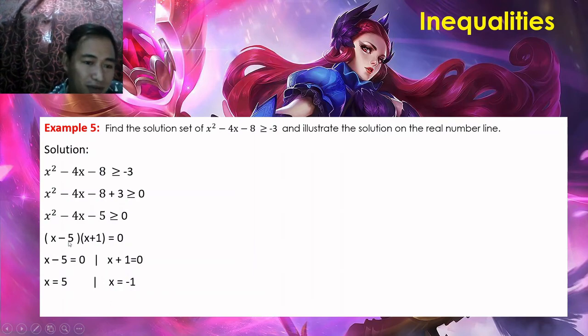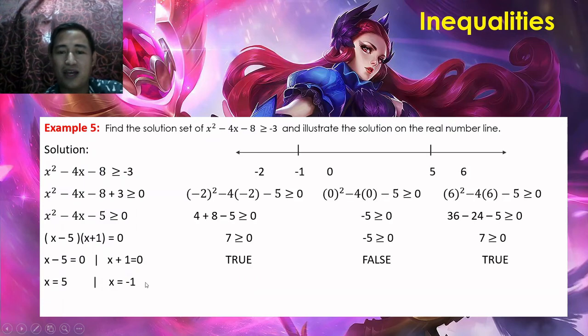Okay, factor this one. So this is x minus 5 times x plus 1 equal to 0. Then x minus 5 equal to 0, and x plus 1 equal to 0. Then solve for x. So x is equal to 5, right? Transfer negative 5 and it becomes positive 5. Then for plus 1, transfer the 1 to the other side, so it becomes minus 1. So 5 and negative 1. We plot the two, negative 1 and 5.